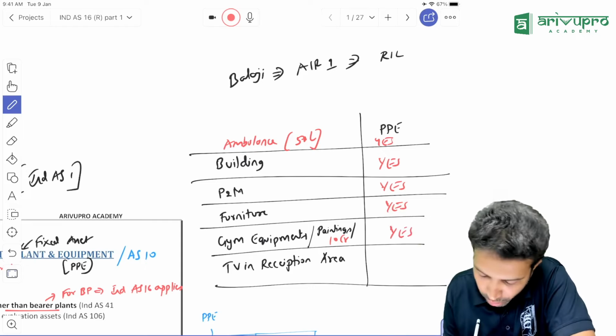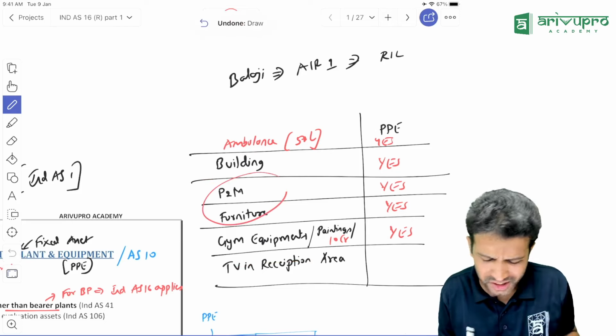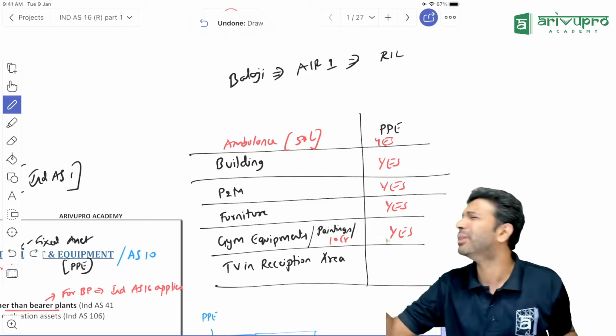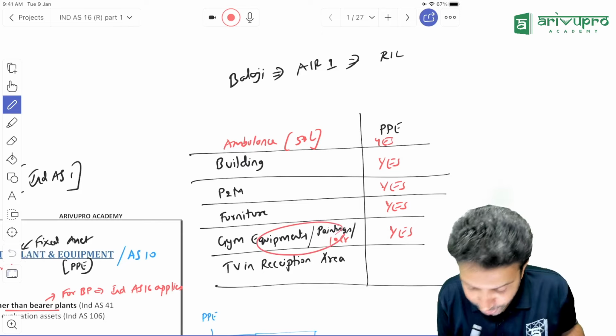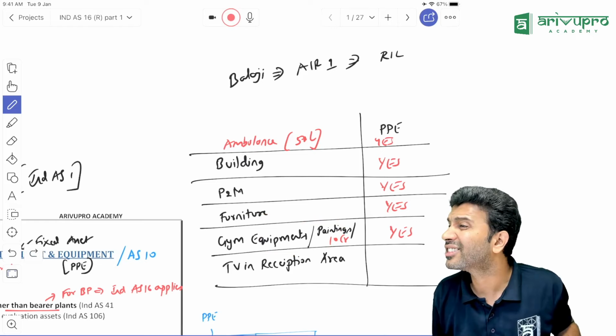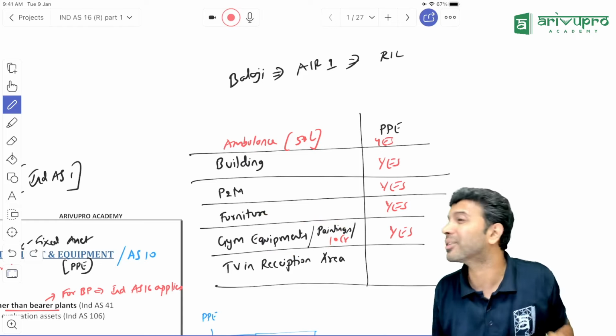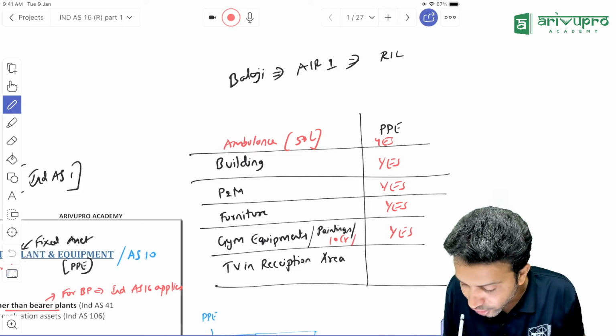So this one is anyway covered. Now, sir, when I said building, machinery, furniture, I think the answer was easy for everybody. Definitely property, plant and equipment. But when I said gym, painting, water purifier, all this, do you have clarity, or is there some confusion? There may be some confusion coming in your head. Suppose if I tell you the painting is only 1 lakh, then?